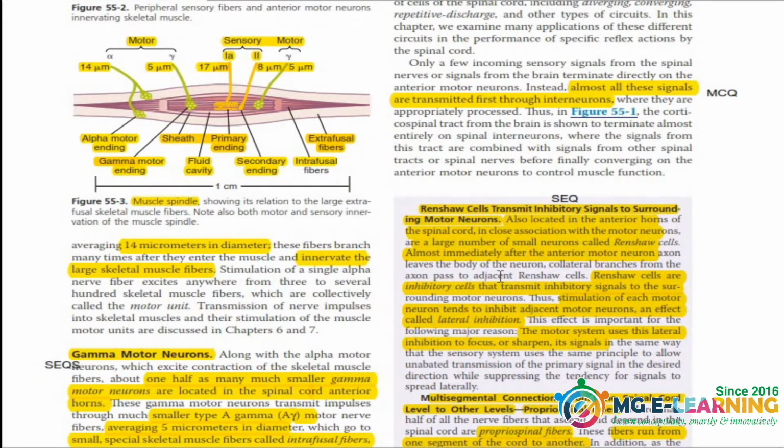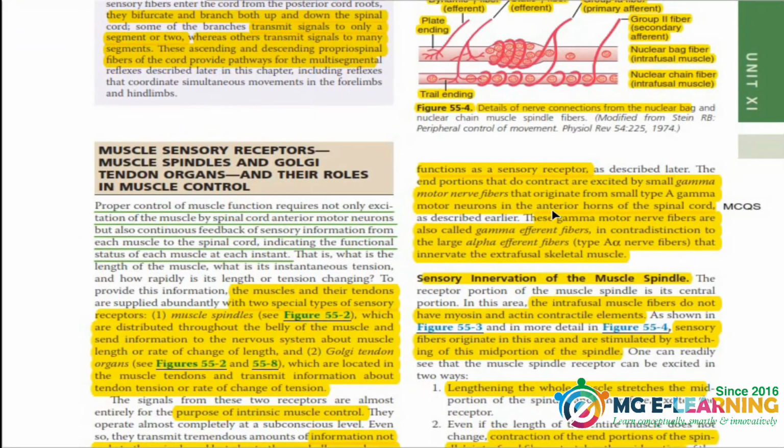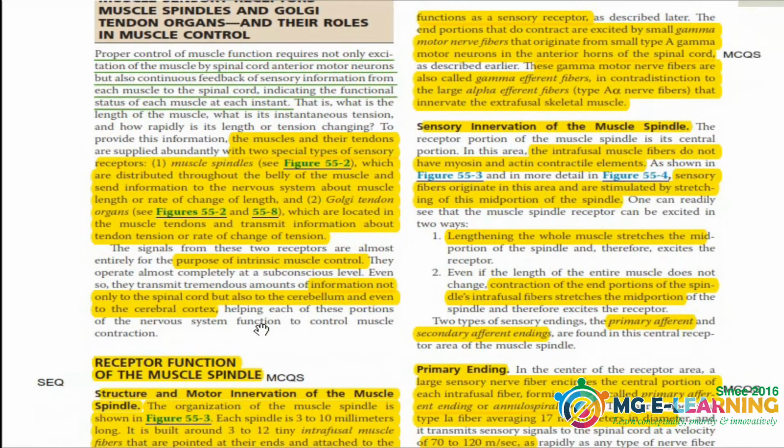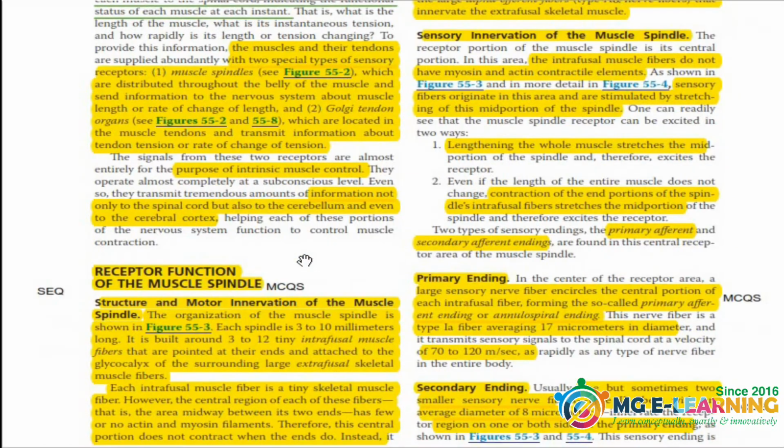Then is the Renshaw cell and its function. It is an important past question. This is a potential SCQ, so you have to do that topic. Next is the muscle sensory receptors. This is a very important topic. You have to make your concepts quite clear in this, and all the highlighted text is important for your questions.